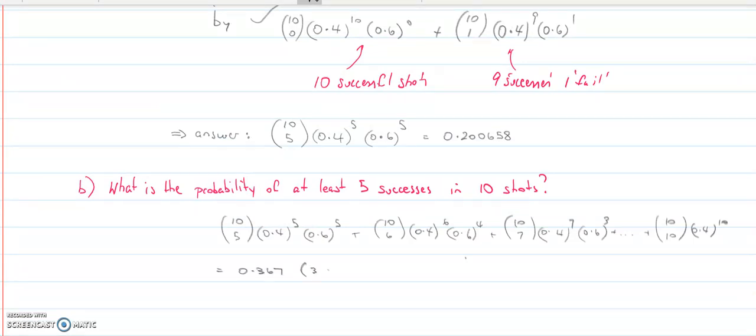0.367 to 3 significant figures. The probability of at least 5 successes in 10 shots.